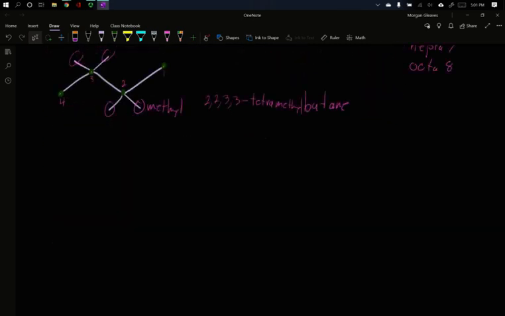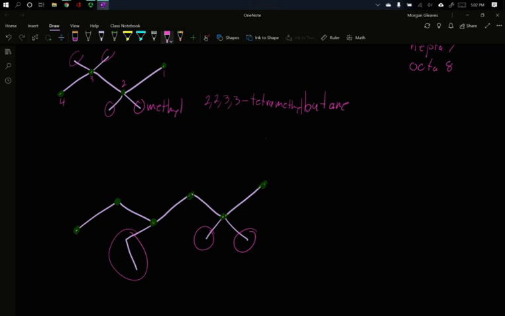It is possible to have more than one type of subgroup. So let's do a hexane. We'll put 2 methyls on it and an ethyl. And so if we follow along, 1, 2, 3, 4, 5, 6. This is 6 carbons long. There are methyls, and there is an ethyl.